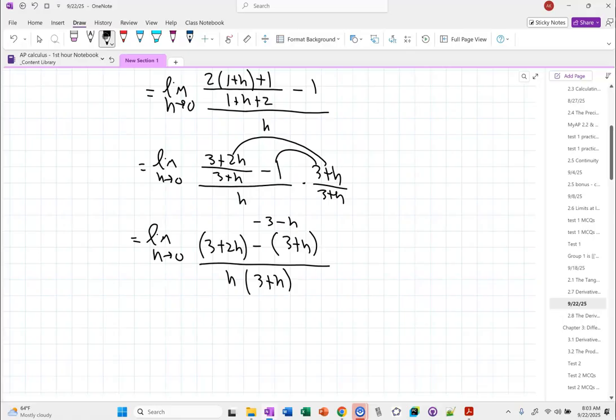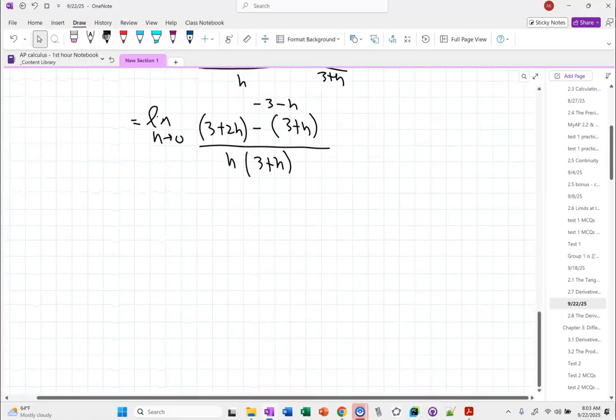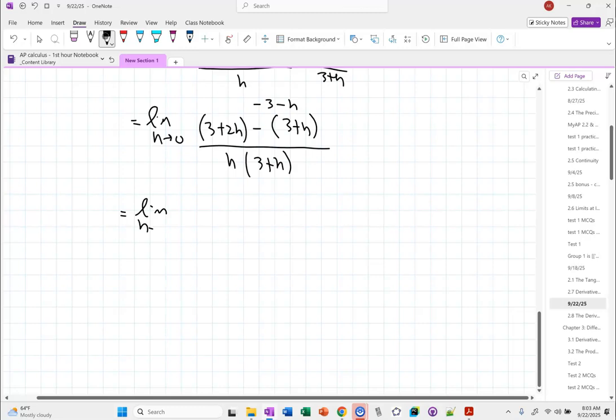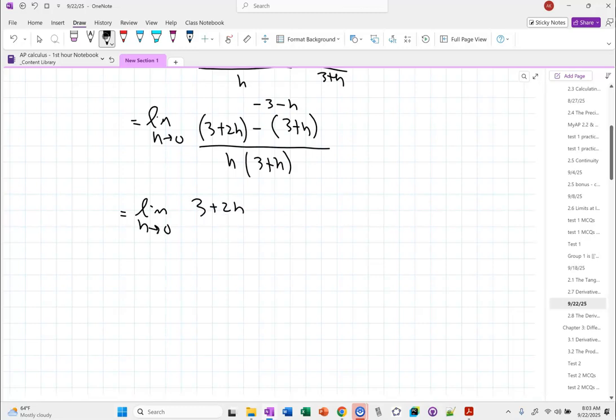Still good? So 3 plus 2h minus, well, let's just do the subtraction. Those go, this goes, and that's gone, so I'm just left with h on top. So far so good. And then h is reduced, and we'll do our direct substitution. So our slope is 1/3.